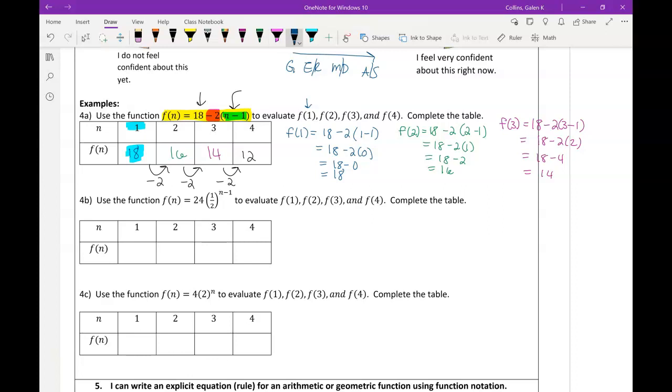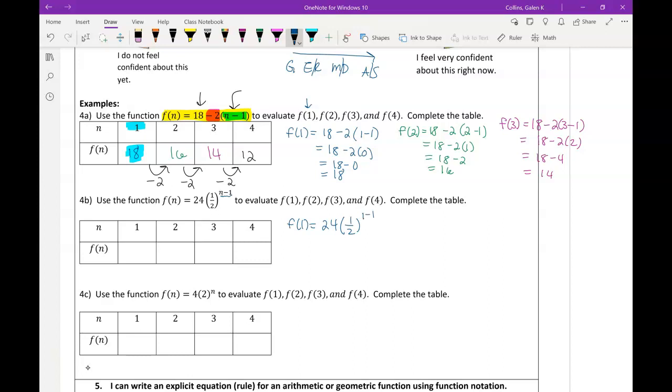You might recognize this as being geometric, and if you don't yet, that's okay. So f of 1 is 24 times 1/2. And because that n minus 1 is really small up there, that's an exponent. So in our subscript, it's 1 minus 1.